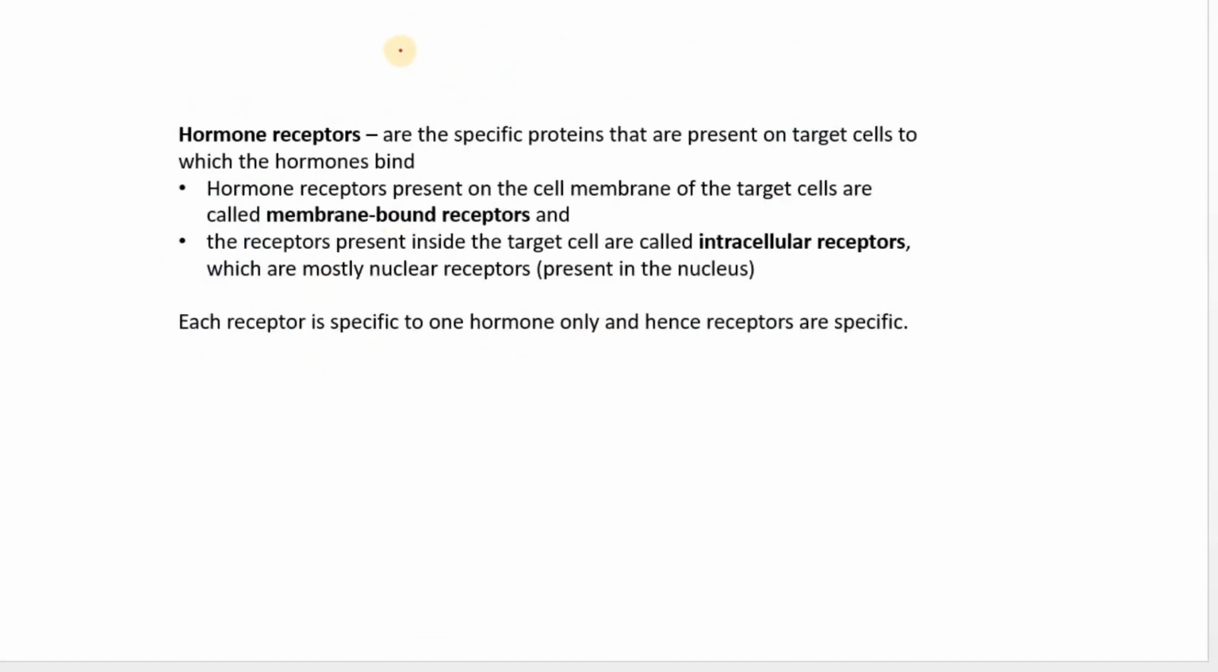For these hormones to act on our body, first they need to bind to the hormone receptors. Hormone receptors are specific proteins that are present on target cells to which the hormone binds. For example, this is a cell present in our body, and over this cell there are several hormone receptors present. Hormones will come and bind to this receptor, and only then the physiological function will be executed.